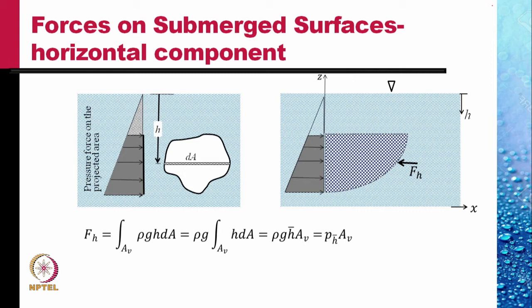So that we get the horizontal force as P h bar times AV, where P h bar is the pressure at the centroid of the projected area and AV is the vertically projected area. This is then the relation for the horizontal force: the pressure at the centroid of the projected area multiplied by the projected area of the surface.